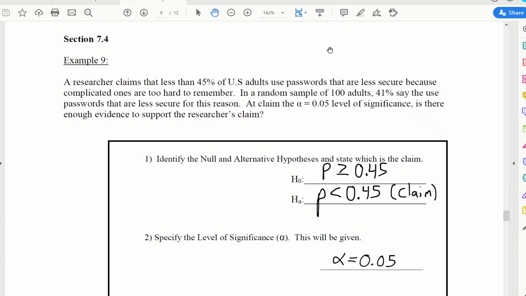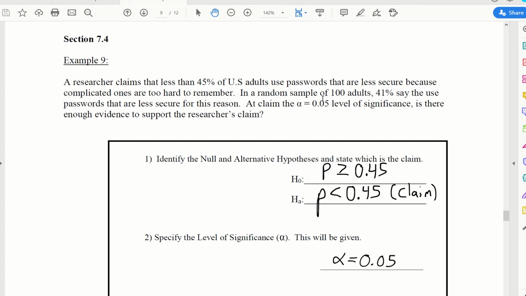In section 7.4, we're going to look at hypothesis testing for a population proportion. A researcher claims that less than 45% of U.S. adults use passwords that are less secure because complicated ones are too hard to remember. In a random sample of 100 adults, 41% say they use passwords that are less secure for this reason. At the alpha equals 0.05 level of significance, is there enough evidence to support the researcher's claim?